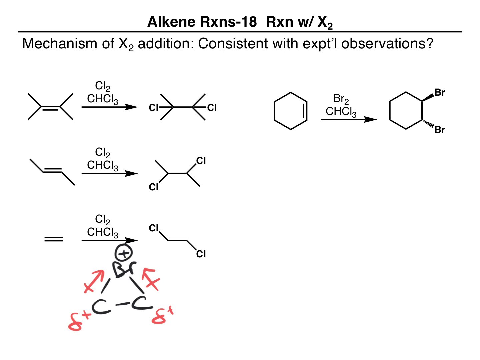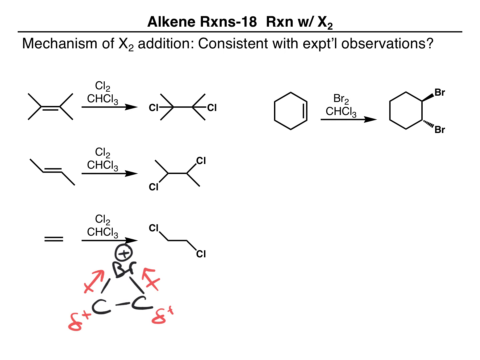The more substituted the carbons are, so if they have alkyl groups rather than just hydrogens, the more that partial positive charge can be stabilized, which is going to make this intermediate more stable, and therefore the transition state leading to it will be more stable, allowing the reaction to proceed more quickly.